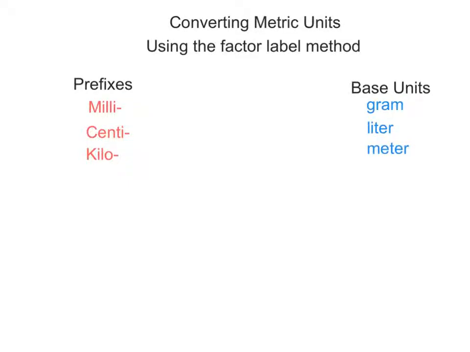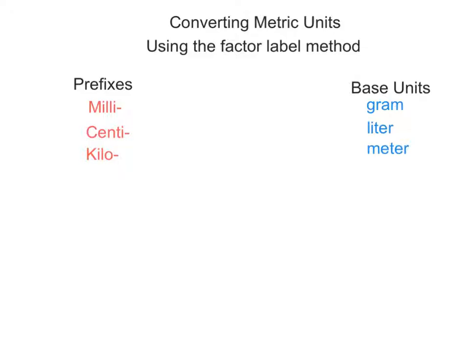Okay, welcome to your video on converting metric units using the factor label method. Before you can actually do this video, you need to make sure that you have a page titled Converting Metric Units using the factor label method, set up in your Cornell Notes. If you're not sure which page this should go on in your science notebook, please pause and ask a friend or the teacher which page your notes should go on.